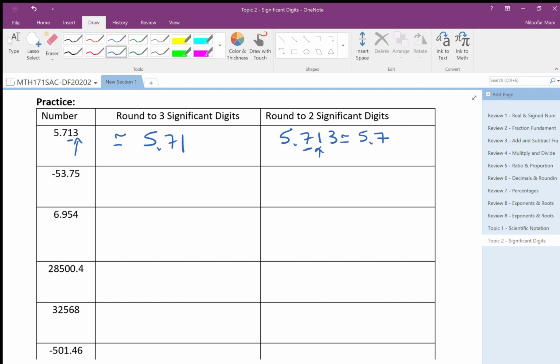Now the negative number, three significant digits. I underline that and I check the next one. So it's minus 53.8. How about this one? Minus 53.75. I underline this and check this, and this is minus 54.